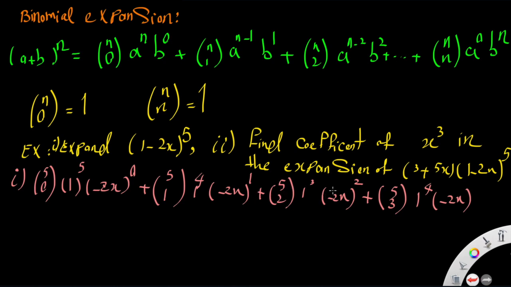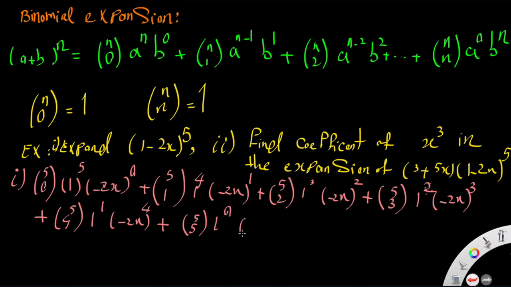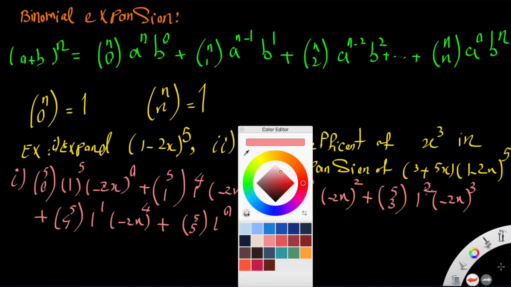Sorry, it will be 2 and 3, and plus combination of 4 and 5, 1 to the power of 1, minus 2x to the power of 4, plus combination of 5 and 5, 1 to the power of 0, and minus 2x to the power of 5 here. Now let's simplify.